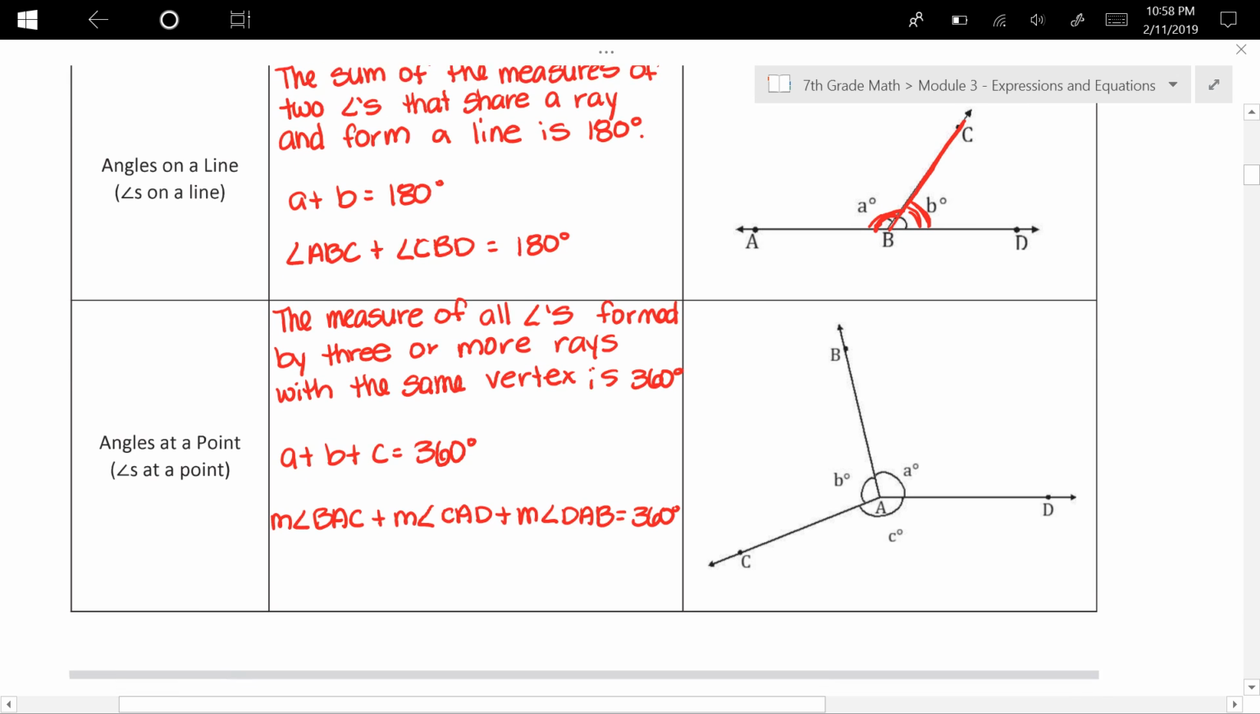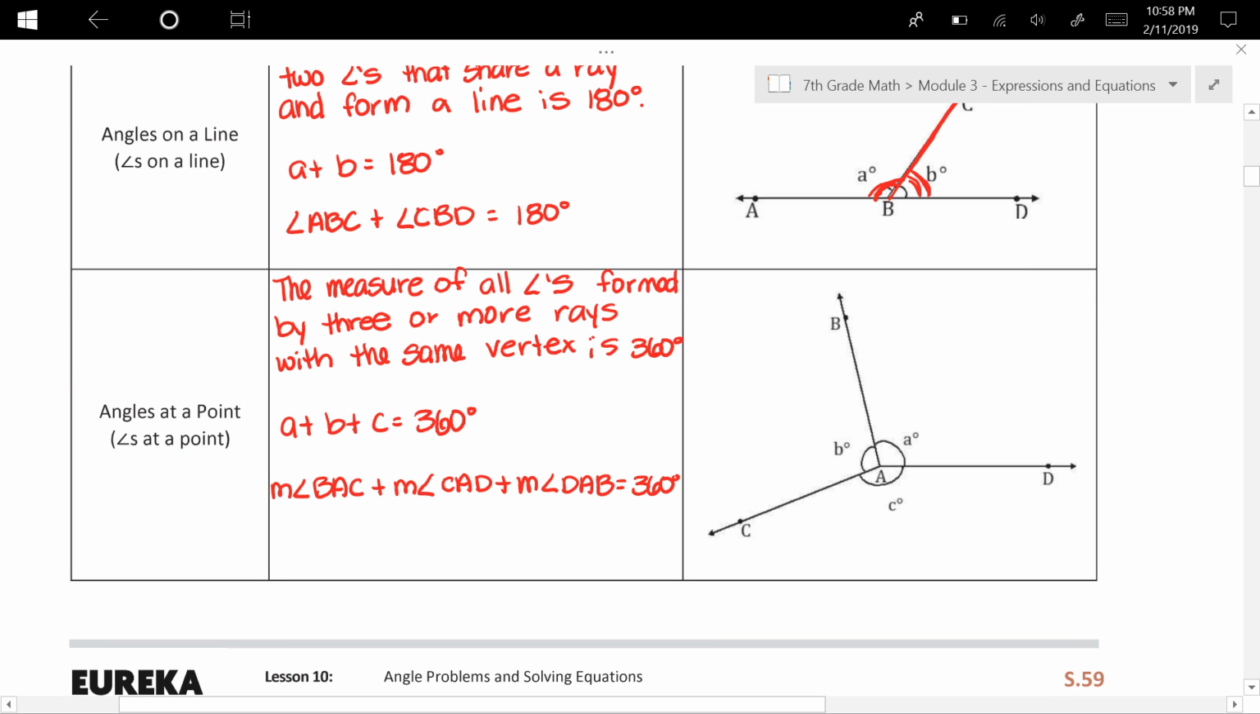All right. So angles at a point. We have a line here, a line here, and a line here, and they're all starting from this point A. All of those lines are rays coming out from that point A. And basically, if we take the measure of all of these angles, like angle A, angle B, angle C, added up, it would equal 360 degrees. Okay, so there's our vocabulary for this lesson.